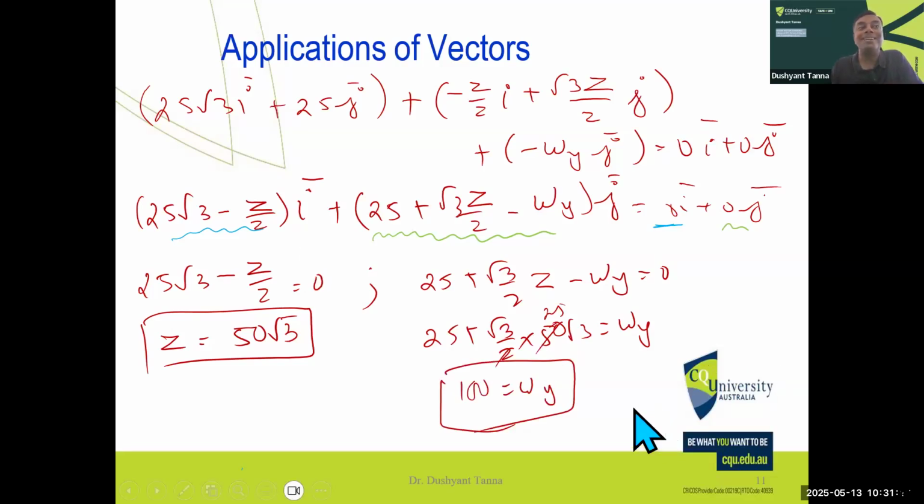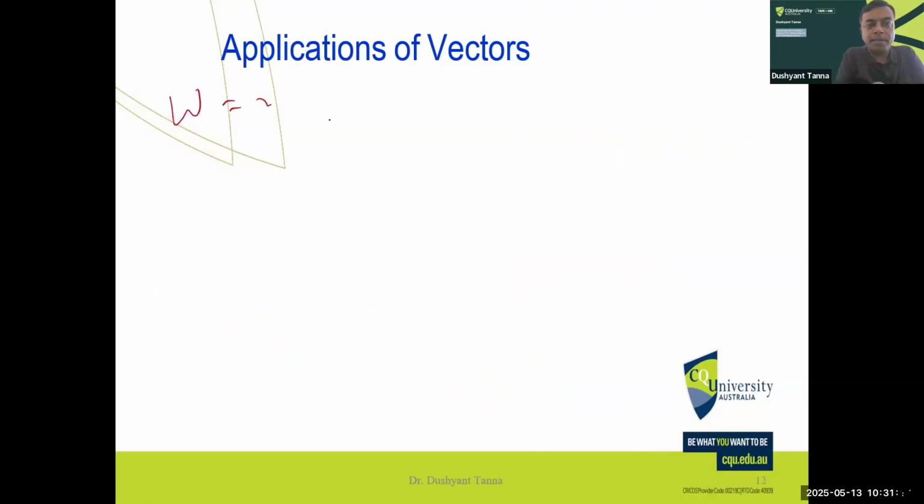But I want the m, okay? So weight is mg, where g is treated as 9.8. m times 9.8 is that. Therefore, the mass is 100 over 9.8. That is coming to 10.2 kg.